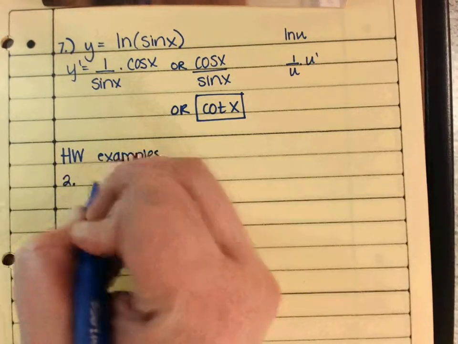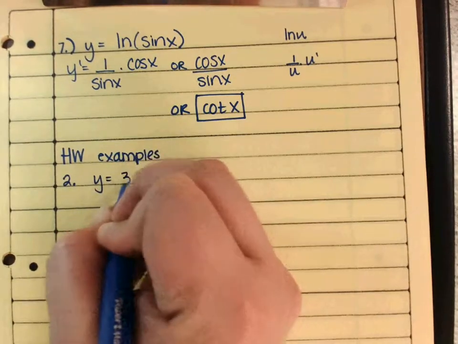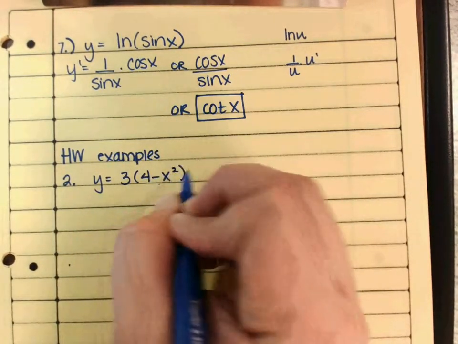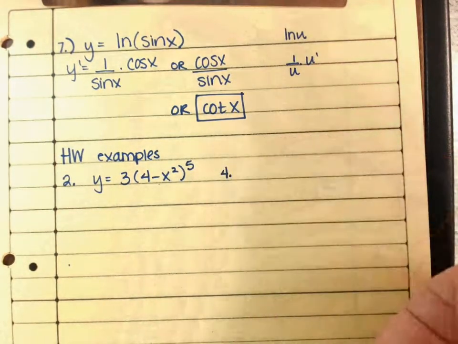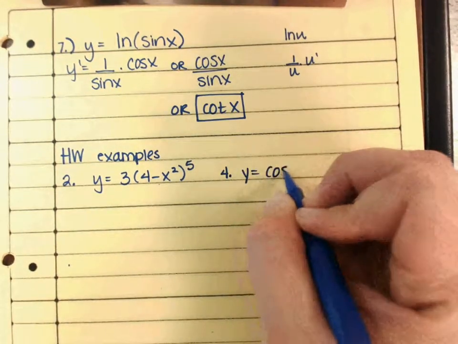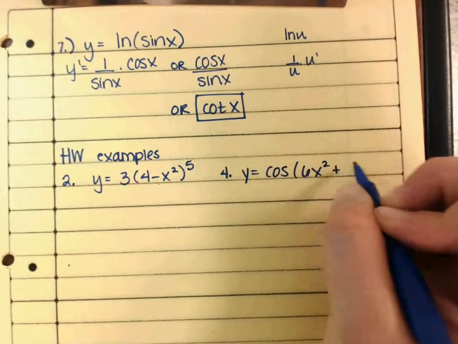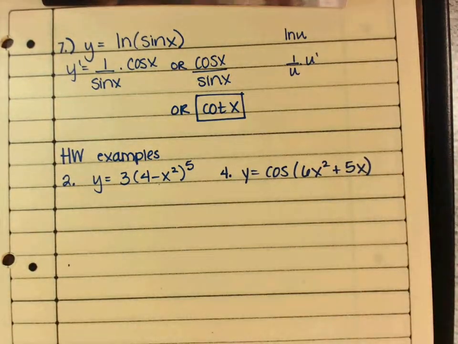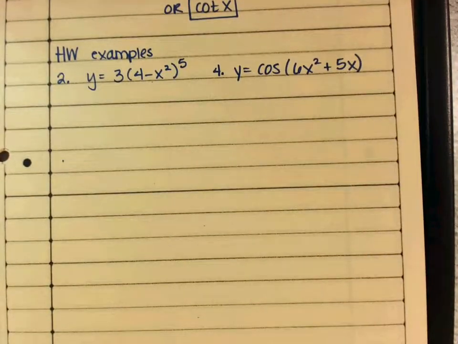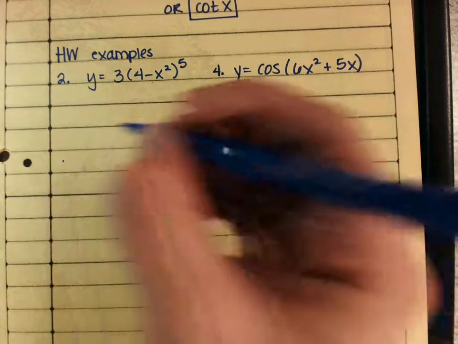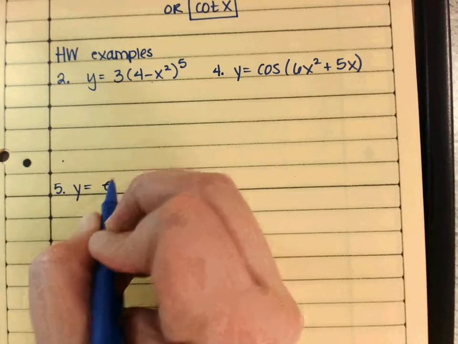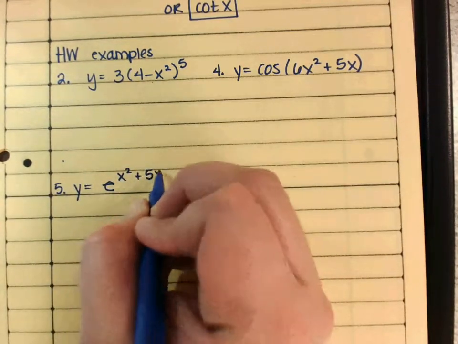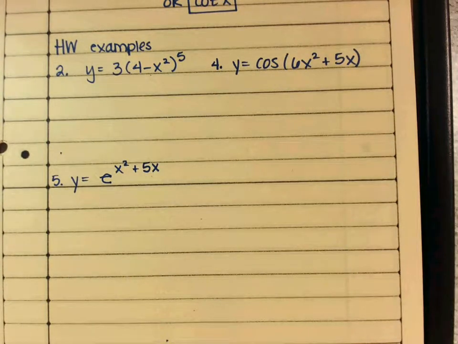Number 2 is y equals 3 times (4 minus x squared) to the 5. Number 4, right next to it, is cosine of 6x squared plus 5x. And then number 5, I'm also going to have you do, and it's e to the x squared plus 5x. Okay, so try those 3. Then we'll do some harder examples here in a minute.